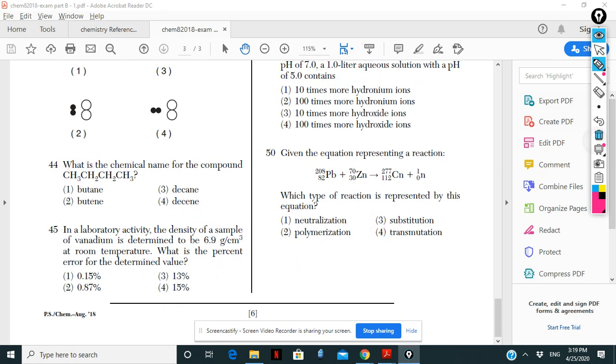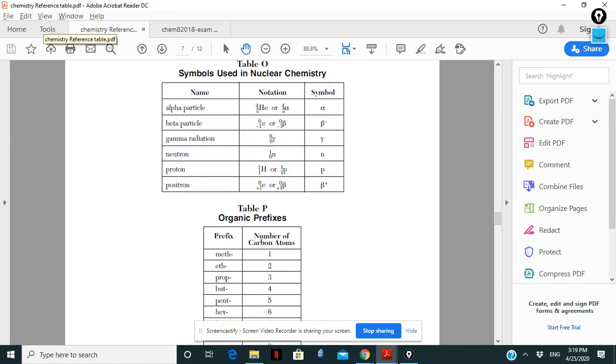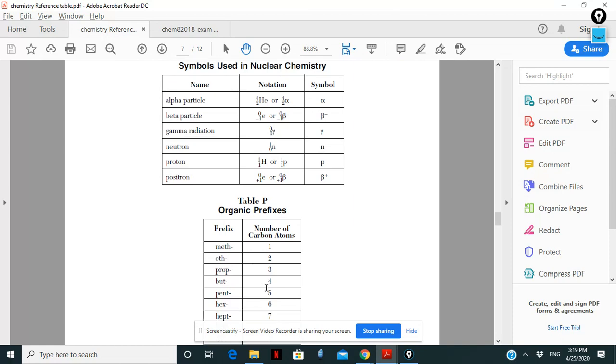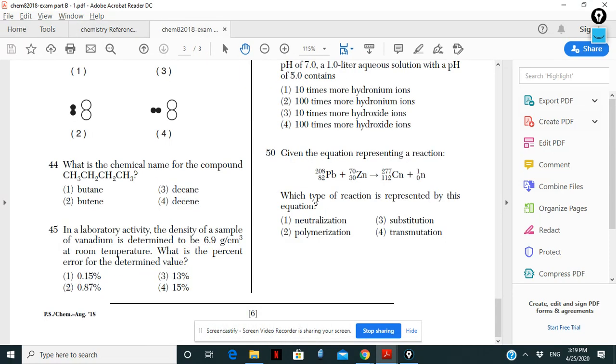And you can use a reference sheet to find the numbers. So if you're looking here, butane is 4, and I use a formula to prove that it's an alkane. Okay.